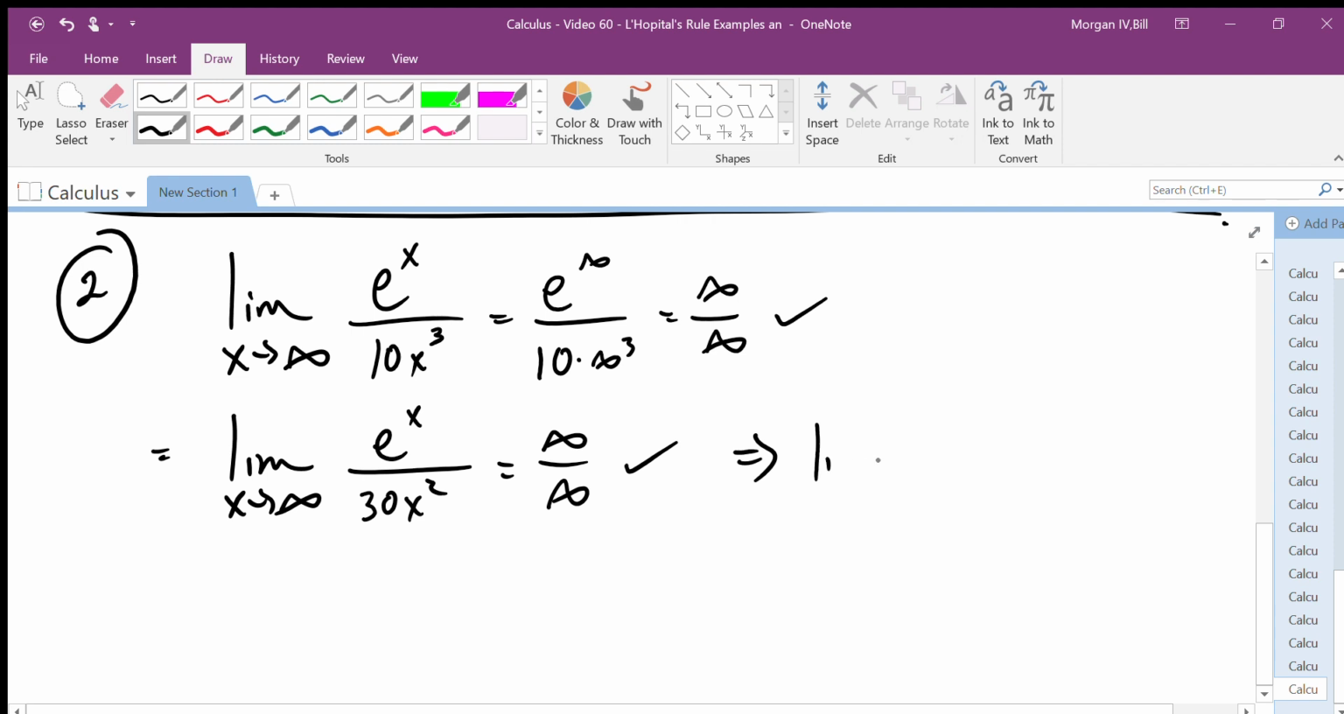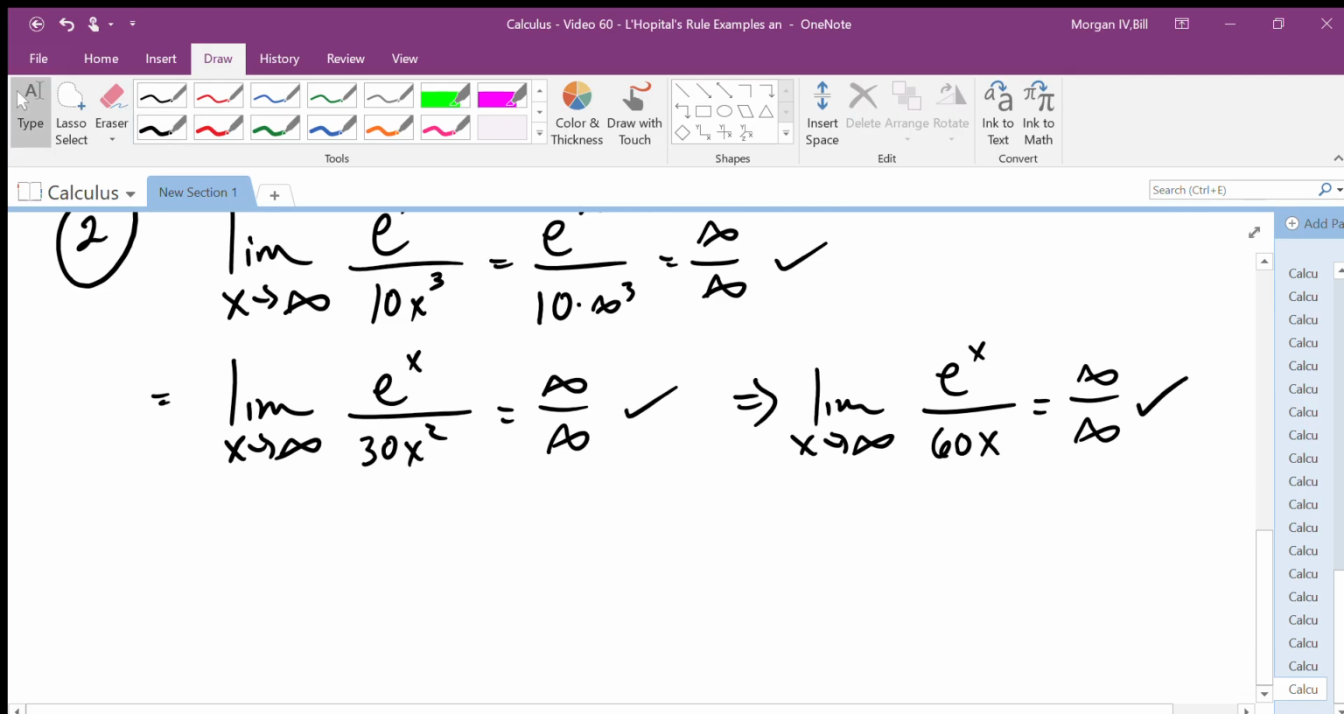Then we get the limit as x goes to infinity. Take the derivative of the top again. That is still e to the x. Derivative of 30x squared is 60x. Again, plug in infinity, and we get e to the infinity is infinity, and 60 times infinity, still infinity. So we can use L'Hopital's rule again. Notice you sometimes have to use L'Hopital's rule multiple times. But I think just one more will work here.